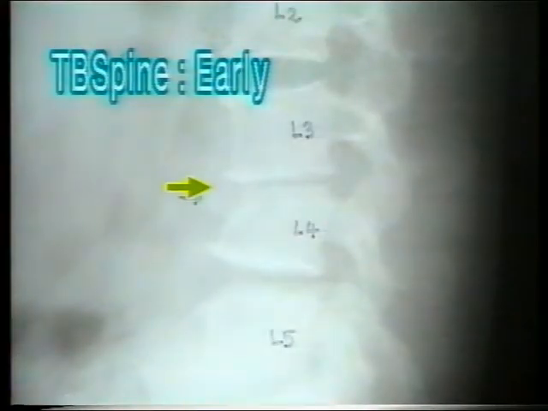Note the reduction of joint space with destruction of the anterosuperior aspect of the lower vertebra. This is a typical early lesion involving anterior part of the vertebral body adjacent to the upper or lower articular surface.